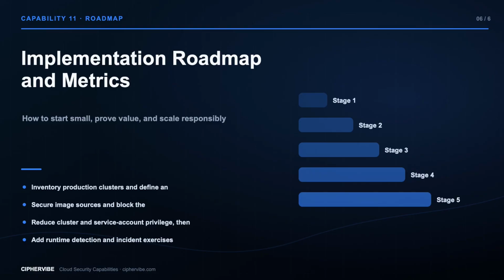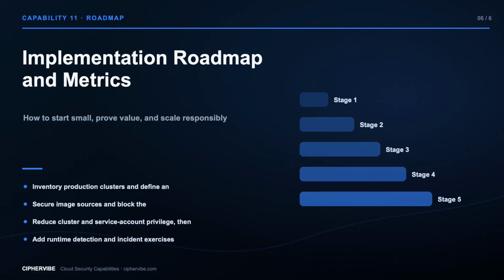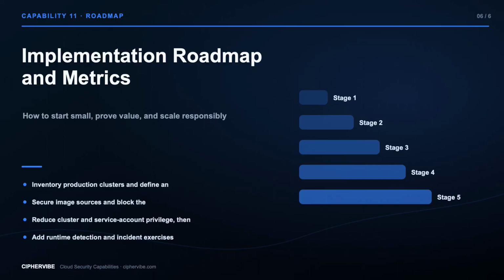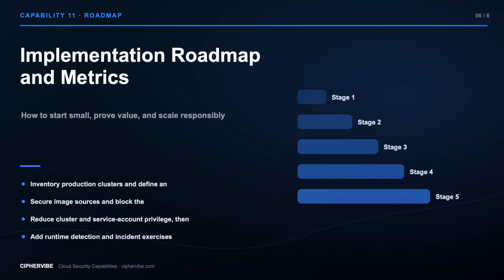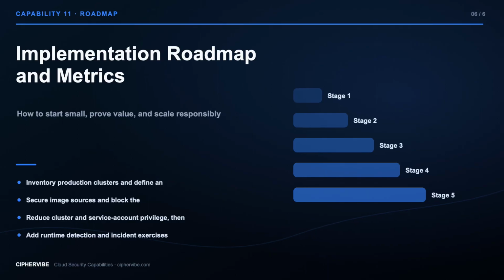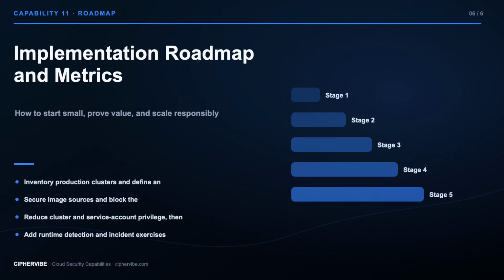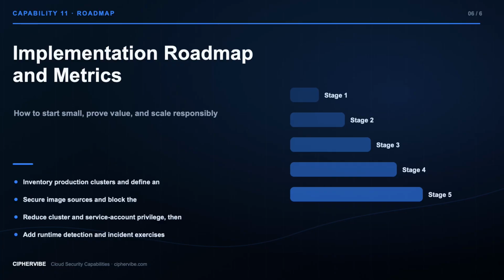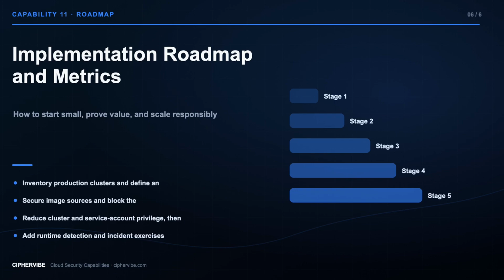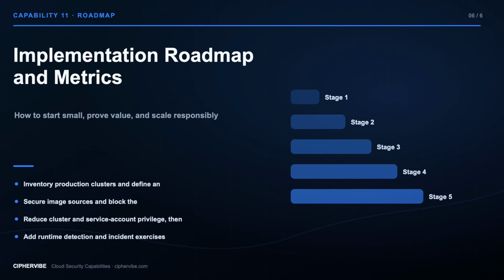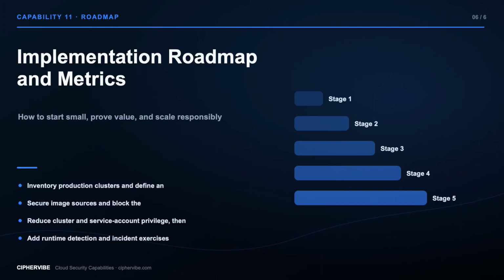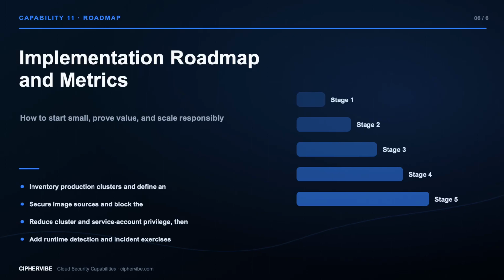Third, reduce cluster and service account privilege, then implement network segmentation. Fourth, add runtime detection and incident exercises for compromised workloads and control plane credentials. Fifth, measure systemic improvements in templates and platform defaults rather than fixing individual pods repeatedly. The roadmap is incremental because a focused production scope lets teams validate evidence, ownership, workflow, and control safety before scaling.